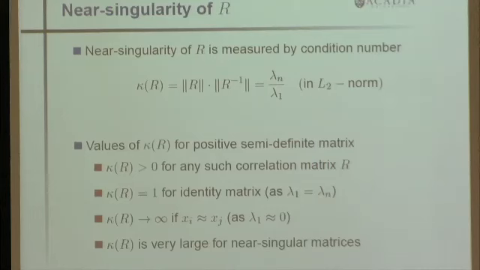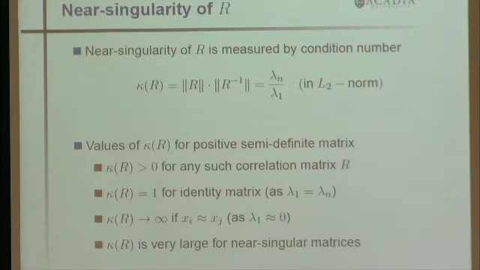What are the possible values of this quantity? If we try a bunch of extreme values, we will see that kappa of R, the ratio of the eigenvalues, will always be positive, because we are talking about positive semi-definite or positive definite matrices. It will be 1 for identity matrices. Meaning if the correlation matrix is very nice, the best you can get is R independent, no cross correlation.